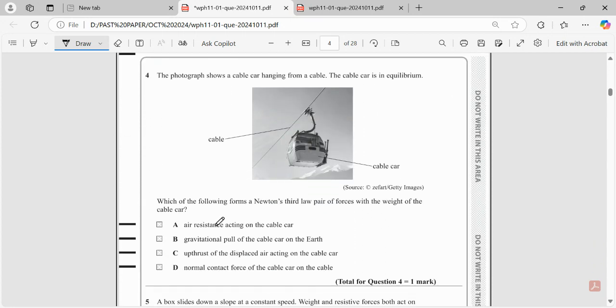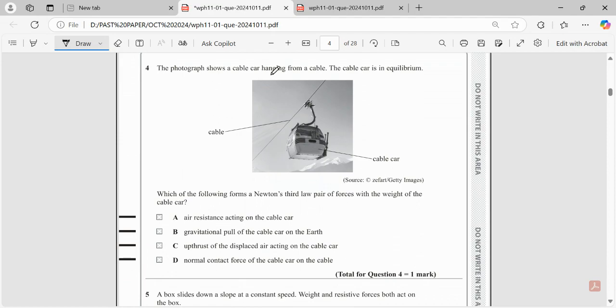Let's move to the next question. The photograph shows a cable car hanging from a cable. The cable car is in equilibrium. Equilibrium means the resultant force acting on that object is zero. Which of the following forms a Newton's third law pair of force with the weight of the cable car? The weight of the cable car is acting downwards. So according to Newton's third law, there should be a force acting upwards. That is called the reaction force, and this is called the action force.